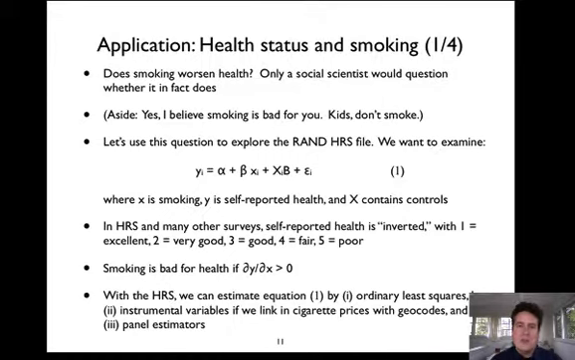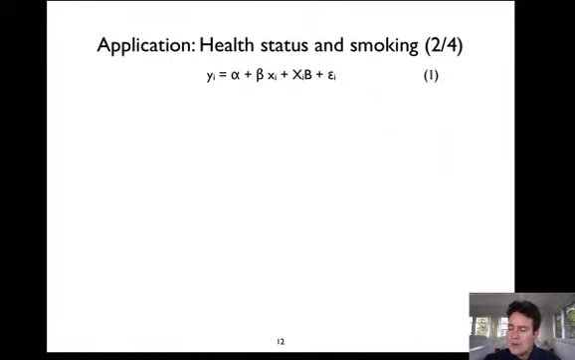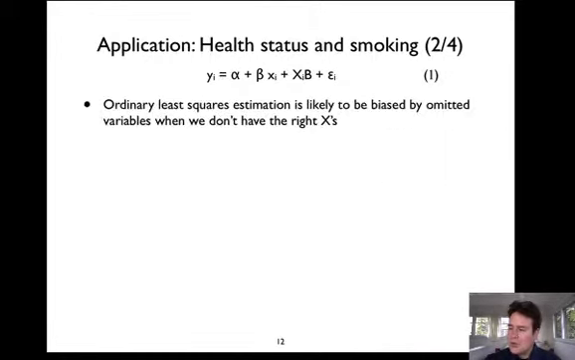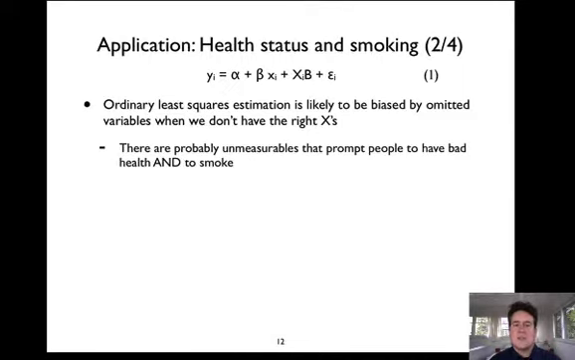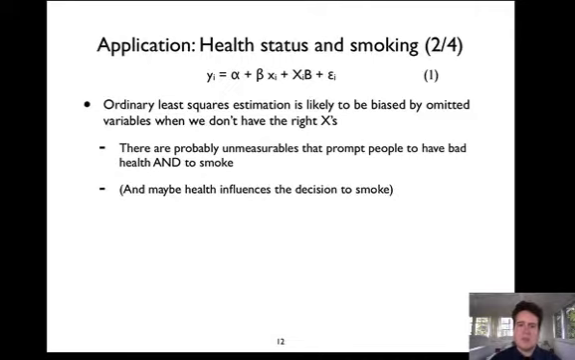The other thing, though, that you can do today is estimate this with a panel estimator of some variety. Ordinary least squares is likely to be biased by omitted variables when we don't have the right big X's, when we don't have the right controls. You can obviously imagine that there are X's that we don't know about that affect health and the decision to smoke. And so if we don't control for those correctly, then we might end up in omitted variable bias land, and that would not be good.